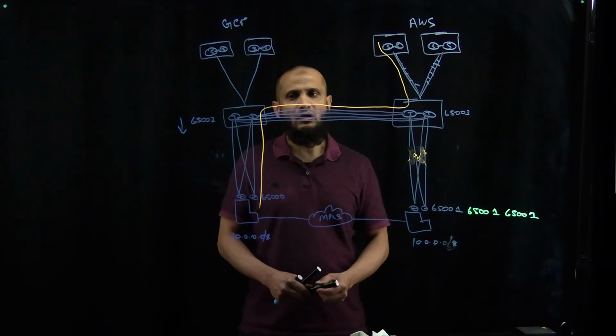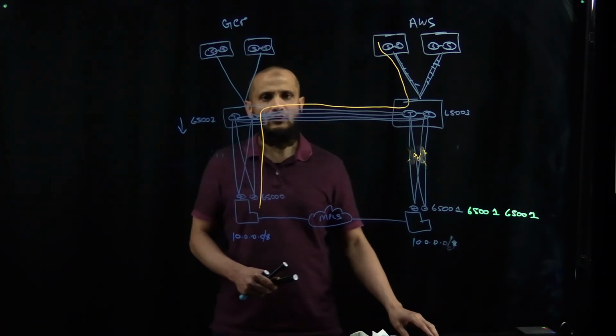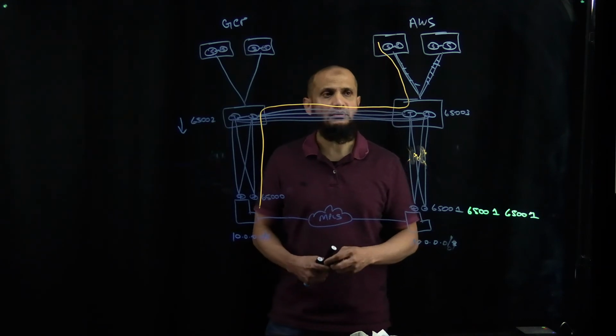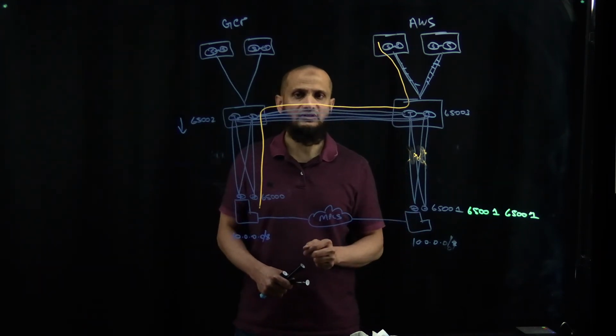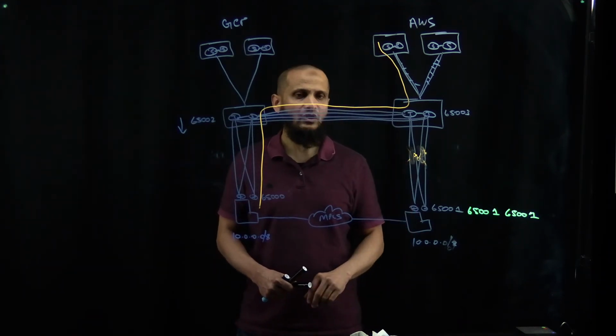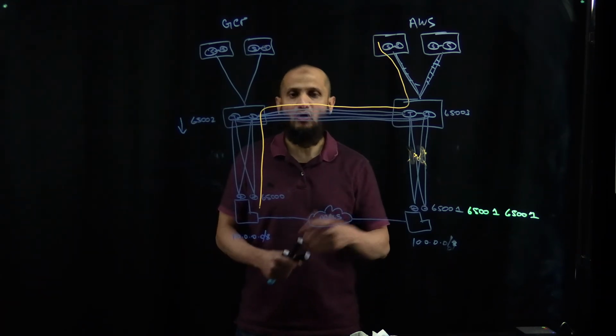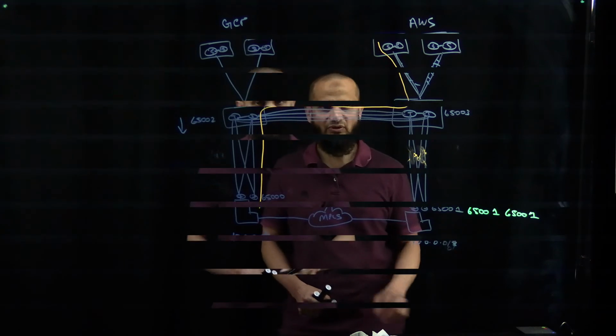All right, so let's talk about the failover scenarios now. So let me just erase this one more time, and then when I come back, we'll talk about the failover scenario, how the path is going to be chosen by the Aviatrix controller or the gateways. So let's talk about that.